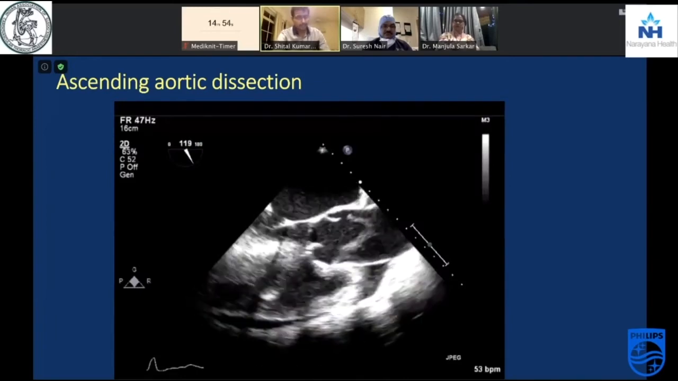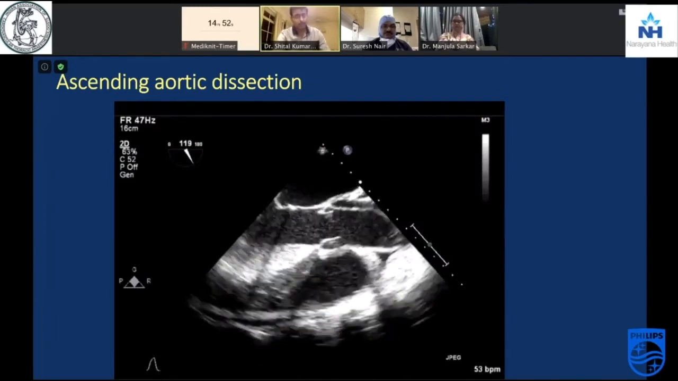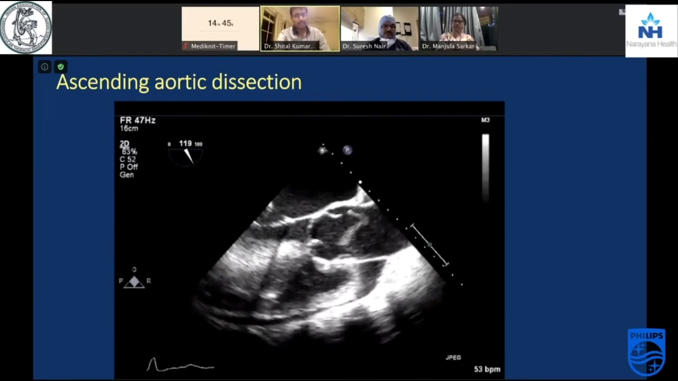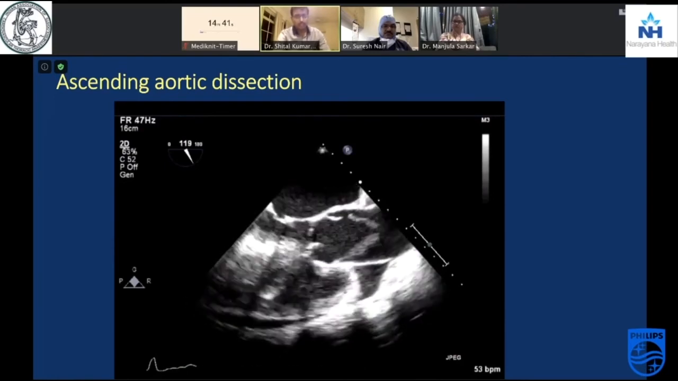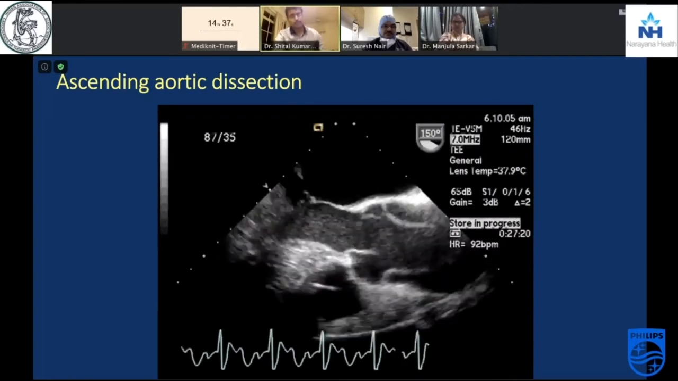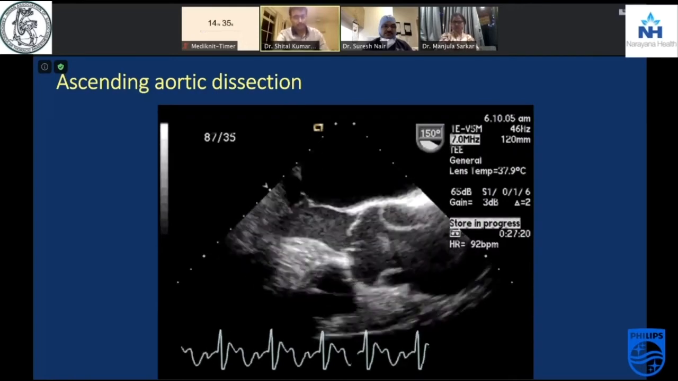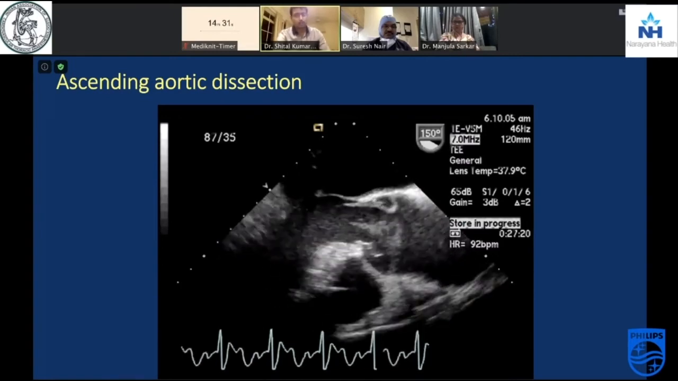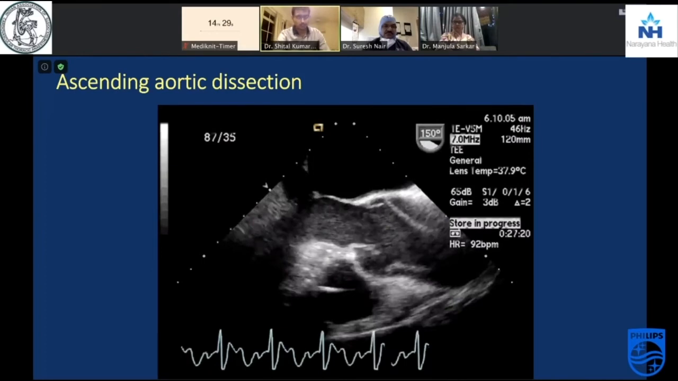Ascending aortic dissection, another one, which shows a flap very clearly seen in the ascending aorta. The flap remains confined to the ascending aorta, unlike the other one. The next one here, this picture was similarly shown by the previous speaker, and it's an aortic dissection flap, and it is passing through the aortic valve even in the diastole.